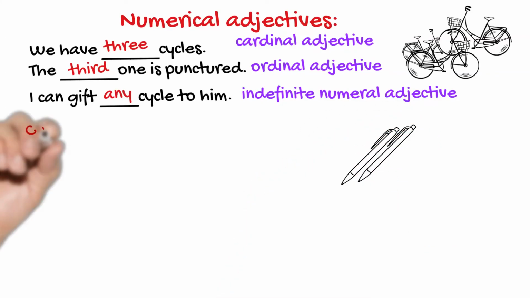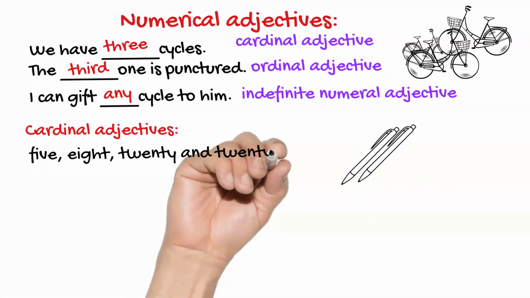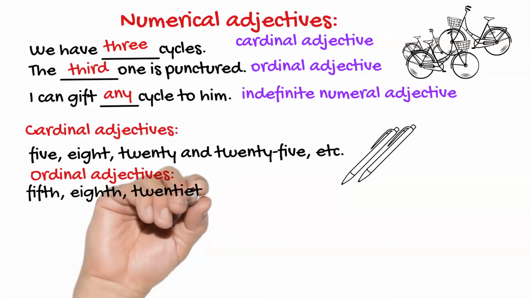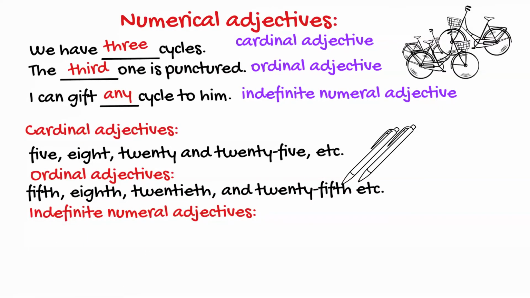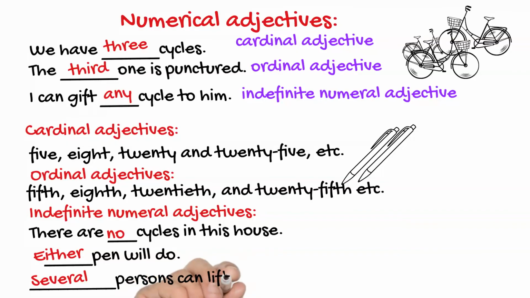A few more examples of cardinal adjectives: 5, 8, 20, and 25. Additional examples of ordinal adjectives are 5th, 8th, 20th, and 25th. Additional examples of indefinite numeral adjectives are no, either, and several. As in, there are no cycles in this house. Either pencil will do. Several persons can lift it.